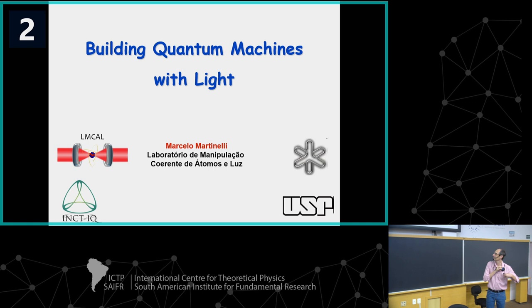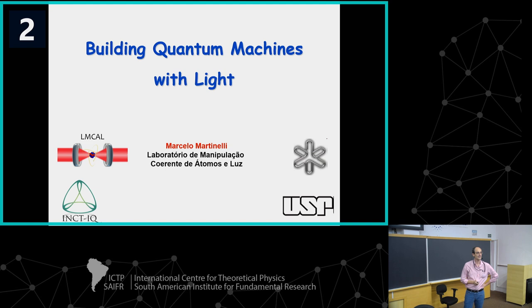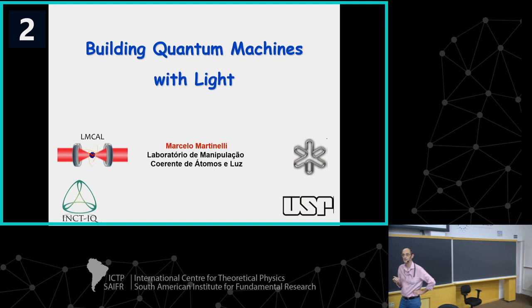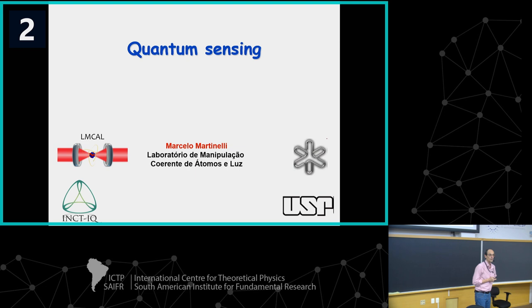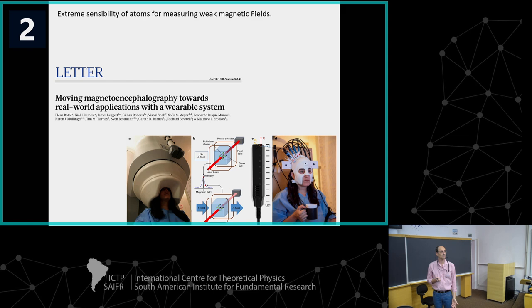So now, let's go for the different machines that can play with light. And maybe the most basic and immediate is related to the use of squeezed states for precise measurements. So the idea of quantum sensing, that was one of the first features that came out in suggestions of use of quantum optics. Remember, coherence was deeply related to the idea of measurement.